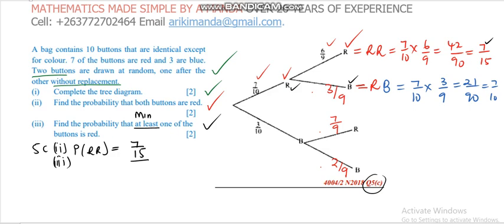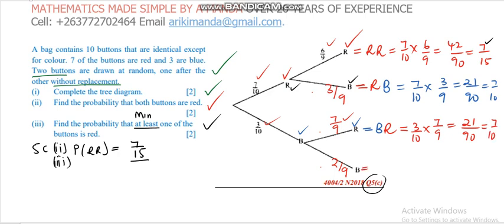Let's proceed. What combination do we have here? We have this blue here followed by this red. And what are the probabilities? 3 over 10, which is this, multiplied by 7 over 9. This will give us 21 over 90.